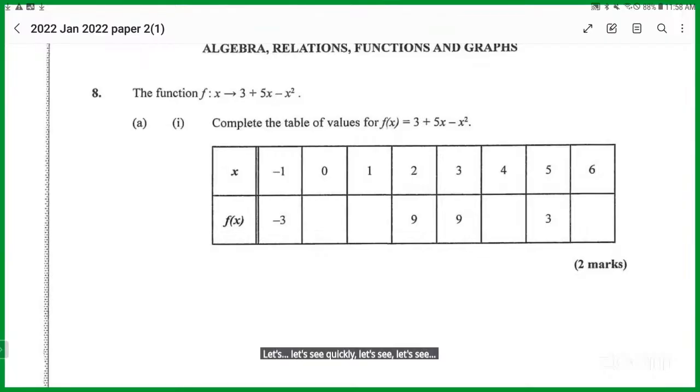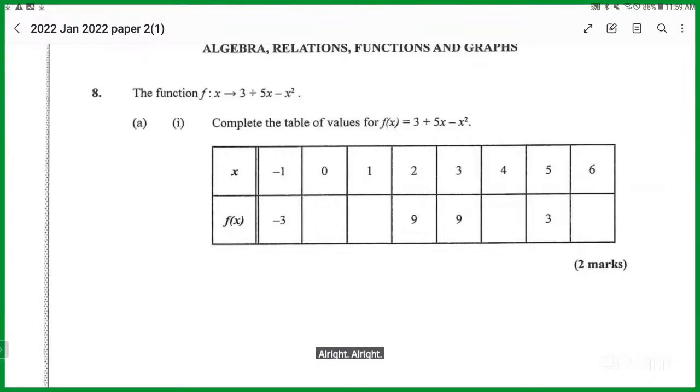The first one I sent you was on January 2022. Yeah, this is it. That's the first one I sent you. Which question did I tell you to do? Just that question, number 8. Alright, guys, so this is what I told you to do.